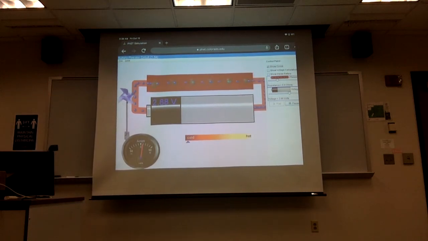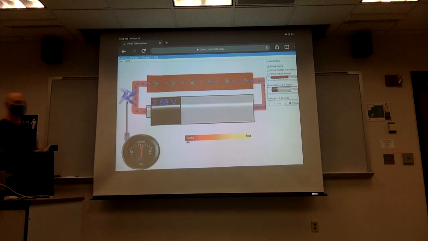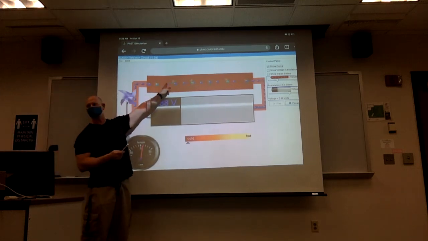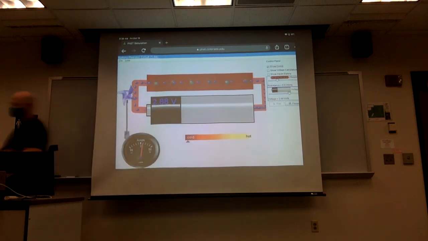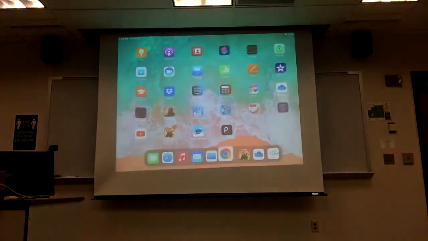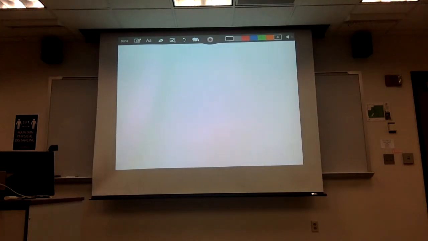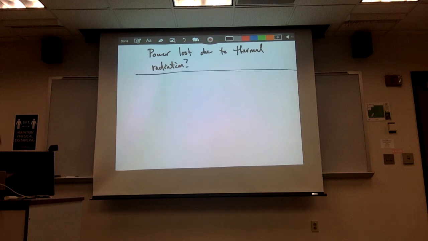But by conservation of energy, that power which is delivered to them is also the power that they're going to lose via thermal energy. So what I want to know then is how much power is being lost due to thermal energy. This is the last thing we need to talk about. So what is the power lost due to thermal radiation? That's what I want to know.